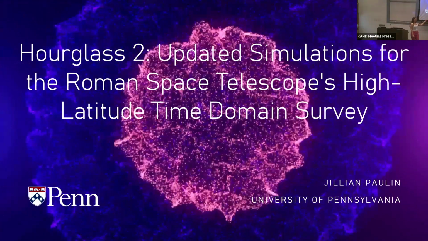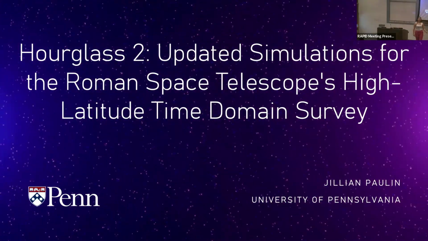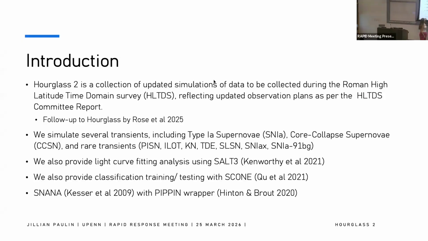I have been working on producing Hourglass 2, which is an updated catalog simulation for the Roman Space Telescope High-Latitude Time Domain Survey. So, as I've said, Hourglass 2 is a collection of updated simulations. We're using the most up-to-date observing plans and recommendations, which means that it's going to be the most realistic catalog simulation as the successor to Hourglass 1 by Ben Rhodes and others in 2025.